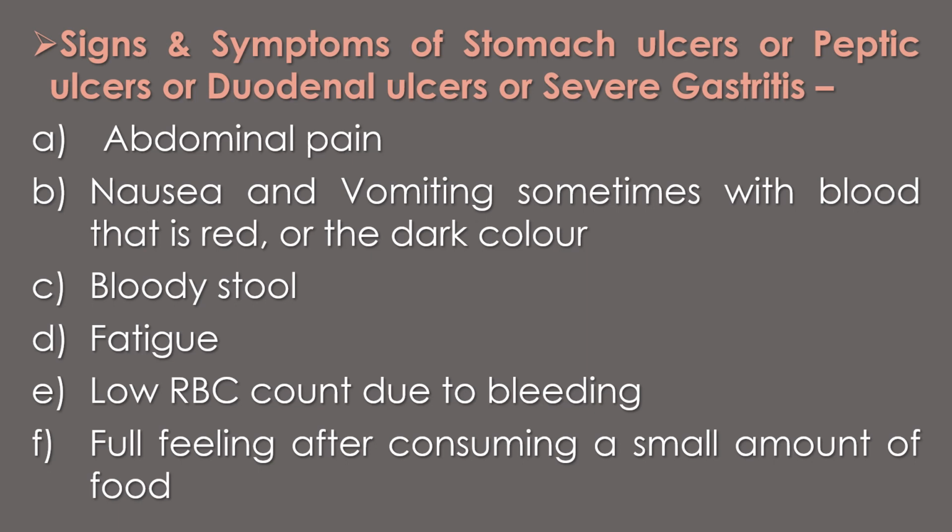Individuals who have a more serious infection experience the signs and symptoms of stomach ulcer or peptic ulcer or duodenal ulcer or severe gastritis, which include abdominal pain, nausea and vomiting, sometimes with blood that is red or dark in color, bloody stool, fatigue, low RBC count due to bleeding and a full feeling after consuming a small amount of food.